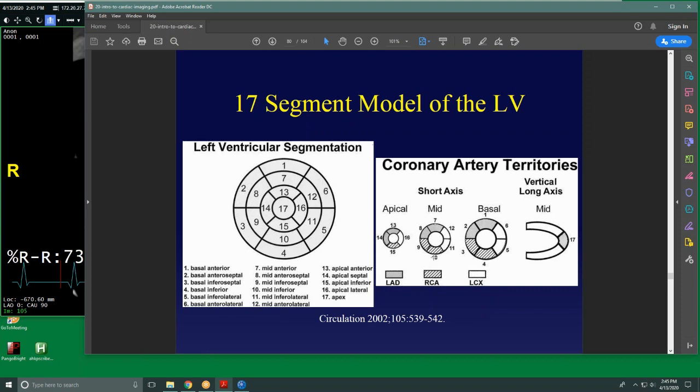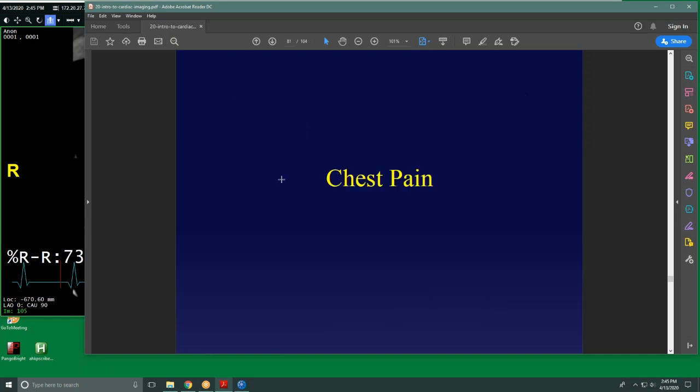And the reason that's done is because this corresponds to the typical vascular anatomy of the heart. Abnormalities in these areas can tell you which vessels are diseased. Okay, but like I said, don't worry specifically about that thing itself.